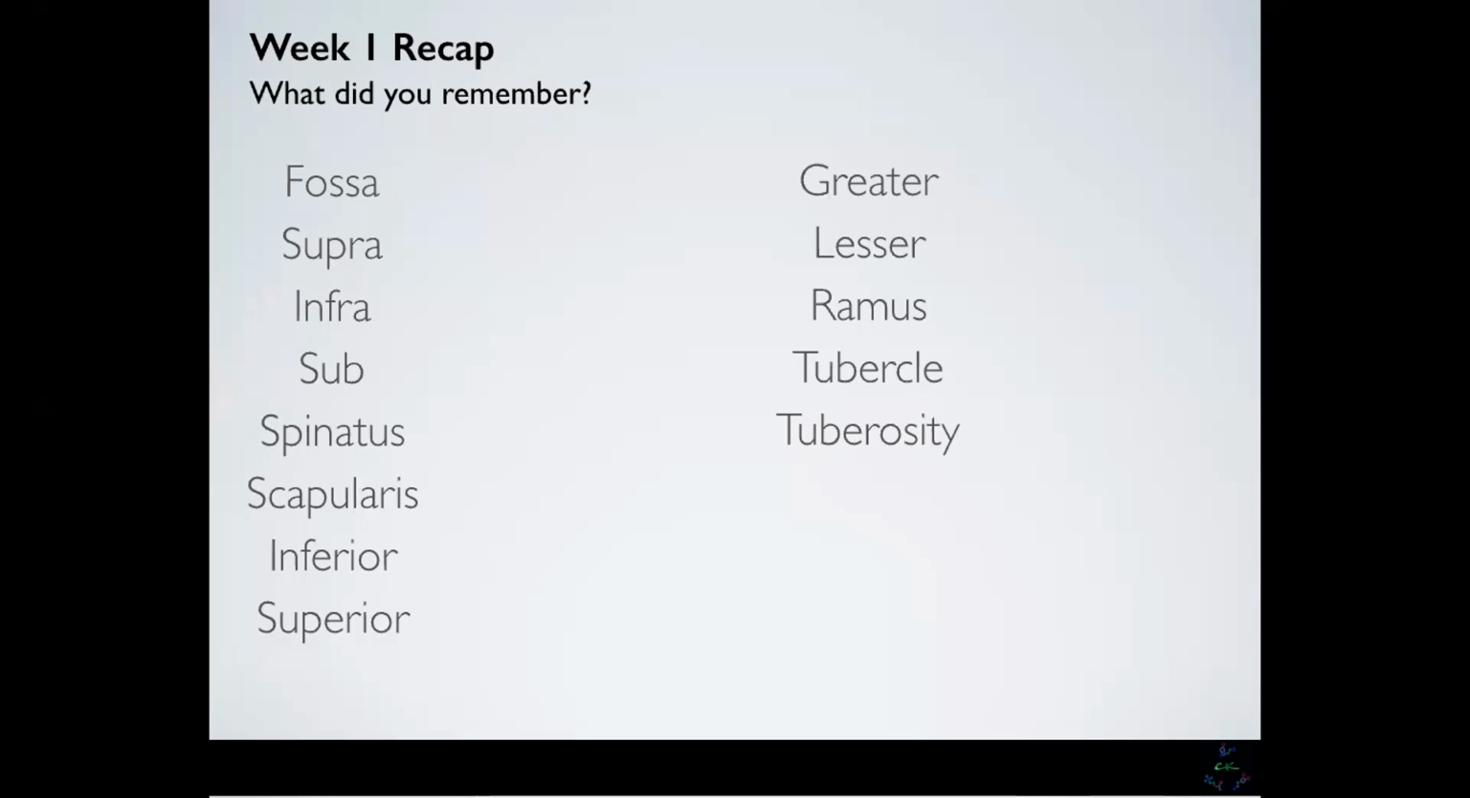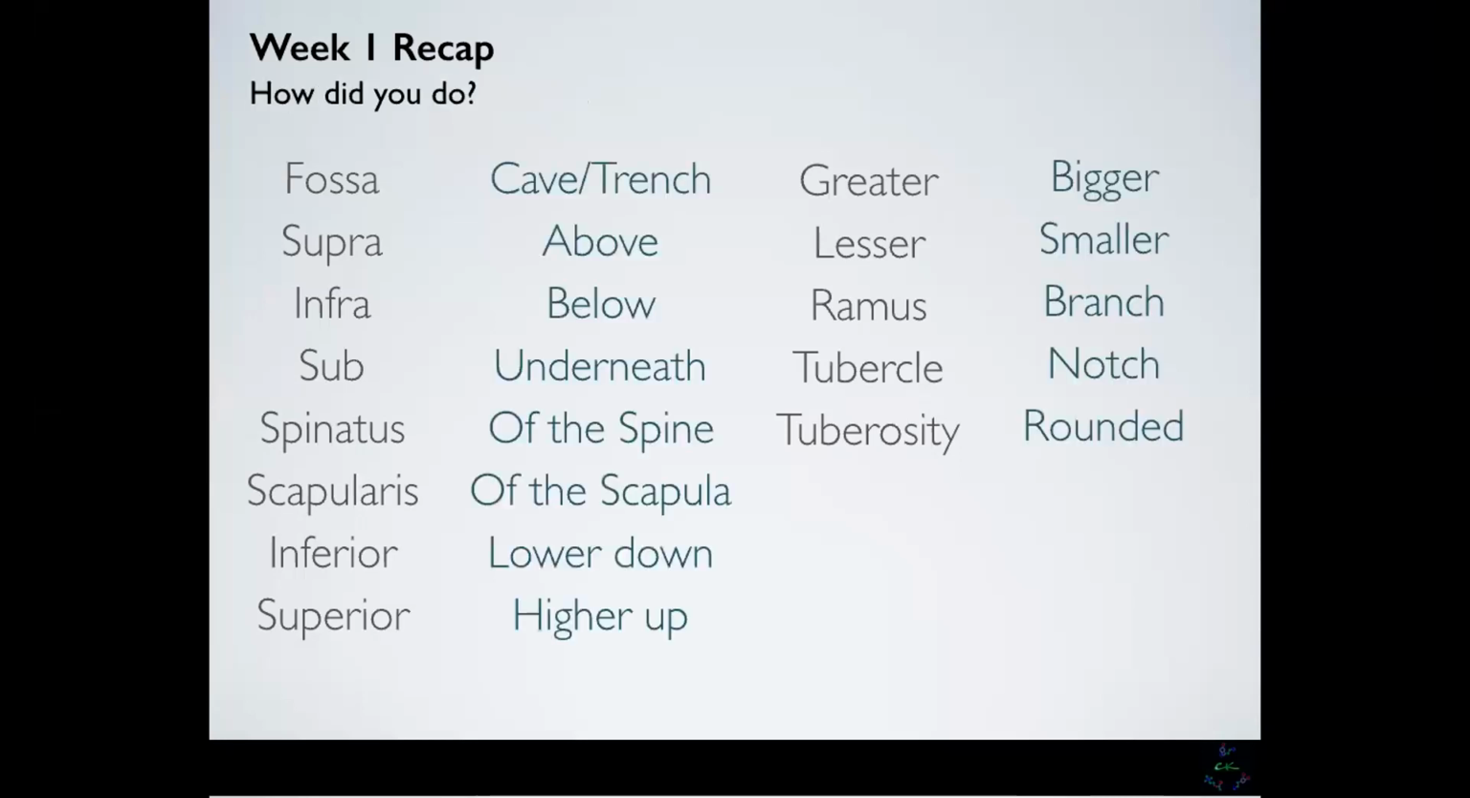Okay guys, so let's move it along. What did you get? Going on to the next one. Fossa: cave or a trench or a ditch, depending on what Latin terminology you come up with. Supra above, infra below, sub underneath, spinatus of the spine, subscapularis of the scapula, inferior lower down, superior higher up, greater bigger, lesser smaller. Ramus is a branch, tubercle is a notch, or an eminence, and tuberosity is rounded. It's not as a rounded kind of tube of muscle, tube of bone, which is why I like to think of tuberosity, tube of bone.